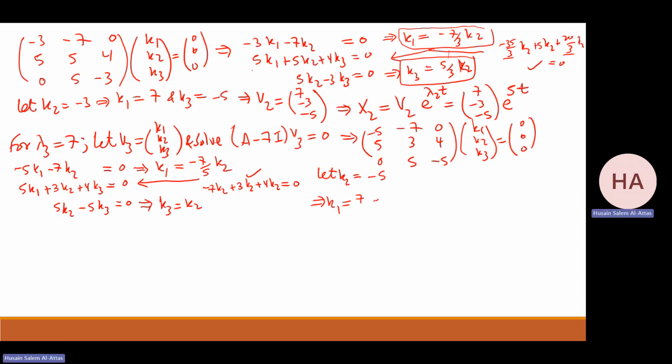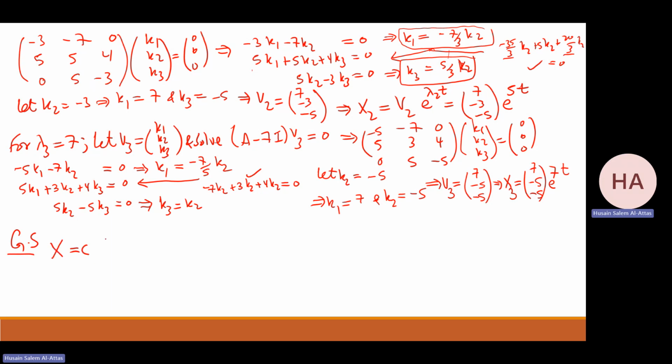Yeah. And K2 will be equal to -5. So V3 will be what? 7, -5, -5, and x3 will be 7, -5, -5 e to the power 7t. What will be my general solution?